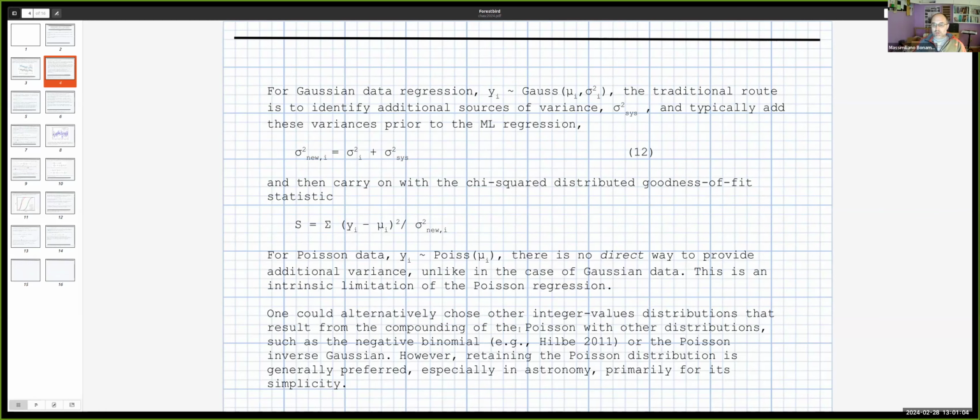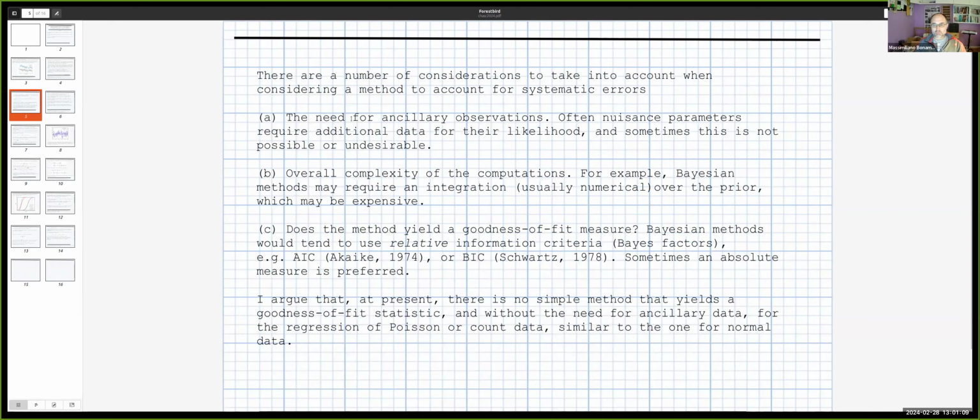But let's say we don't want to go that route, and instead we really want to stick as much as possible with the type of Poisson regression that Yang was also talking about. In particular, in my mind, when taking into account the systematic errors, sometimes if you want to use nuisance parameters, and correct me if I'm wrong, you have to use ancillary observations that sometimes you may simply not have available.